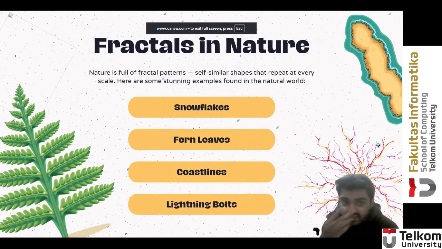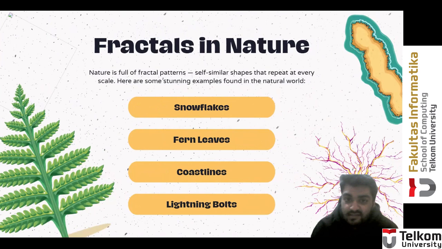Moving on to fractals in nature. Nature is full of fractal patterns, self-similar patterns that repeat at every scale. Here are some of the stunning examples we have in the real world. Snowflakes, fern leaves, coastlines, and lightning bolts are all examples of a fractal. A fractal generally is symbolized by a branch. So any branches that you see in a snowflake that repeat themselves, that branch themselves, can be considered a fractal.